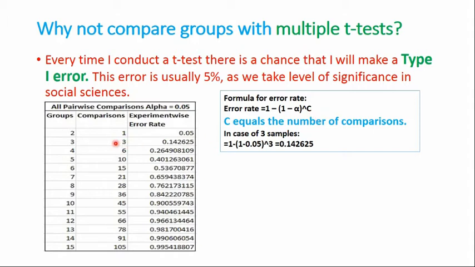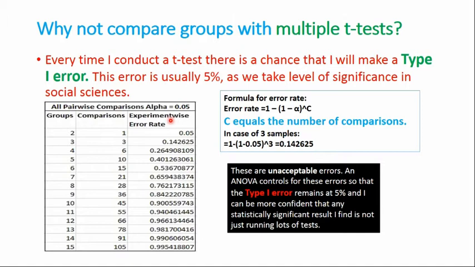We have to compare three groups. In this case, the error rate will be 0.142625. But I would like to reduce my type 1 error. These are unacceptable errors. I can be more confident that any statistically significant result I find is not just a result of running a lot of tests.